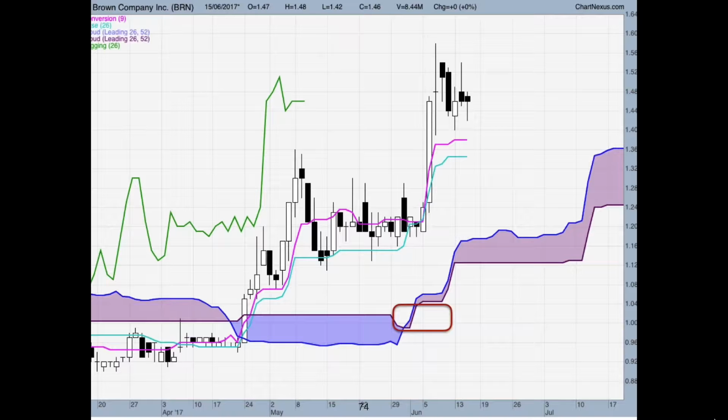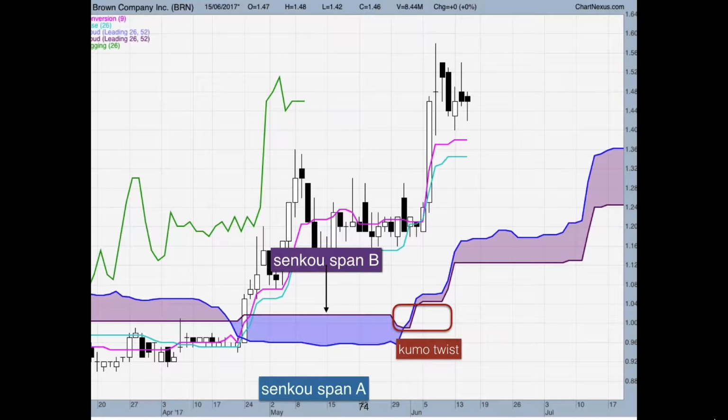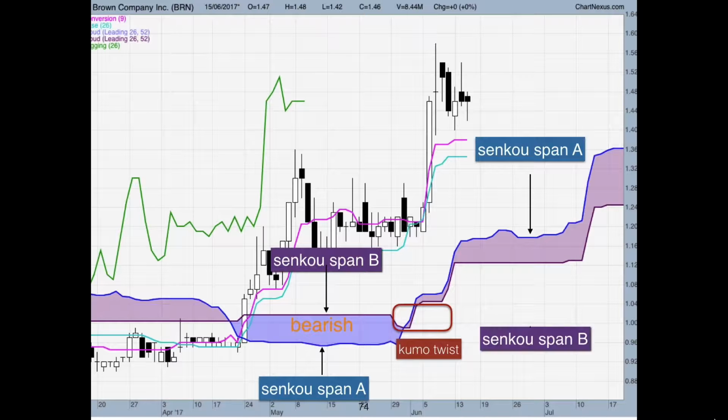When the Senkou span A and B cross, you get what is called a Kumo twist. Here's the Kumo twist for brown. A Kumo twist signals a change in sentiment. When the Senkou span B is on top of the Senkou span A, the sentiment is bearish. Now, when the Senkou span A is on top of the Senkou span B, the sentiment is bullish.